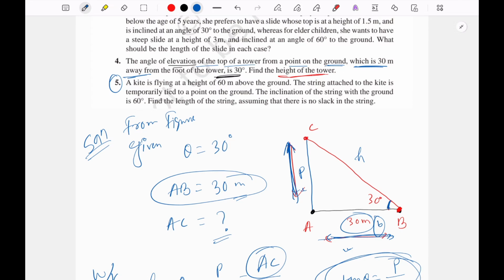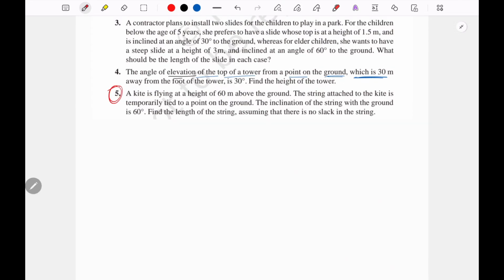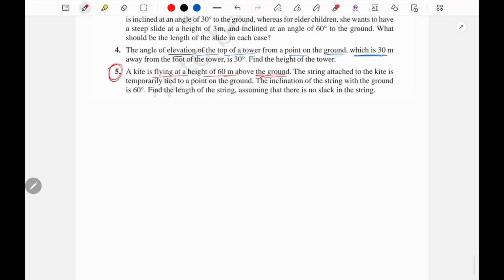So now let's see what is given in question number 5. It is given that a kite is flying at a height of 60 meter above the ground. So we will draw the figure by reading the question. That way this will be easy for us.